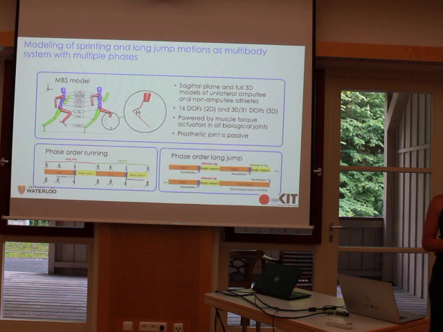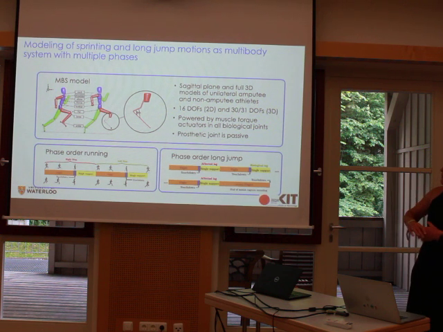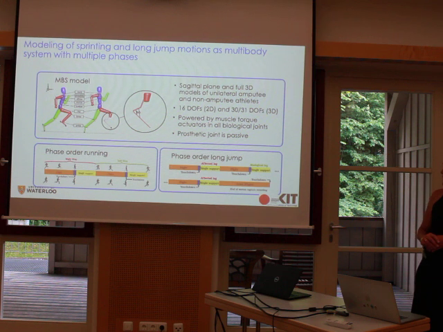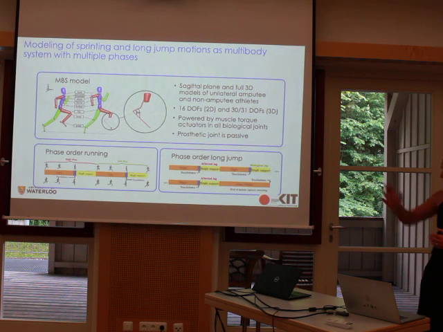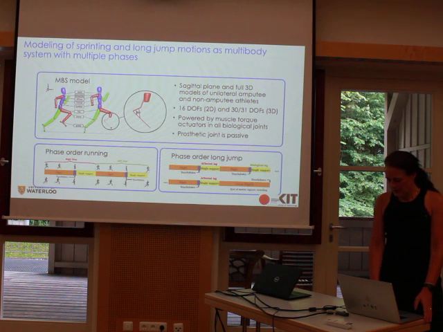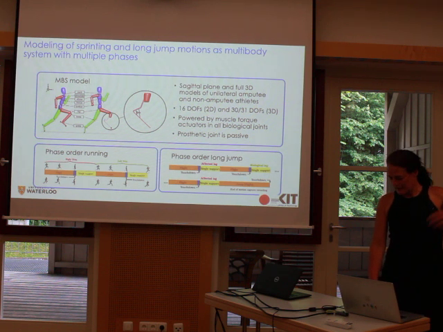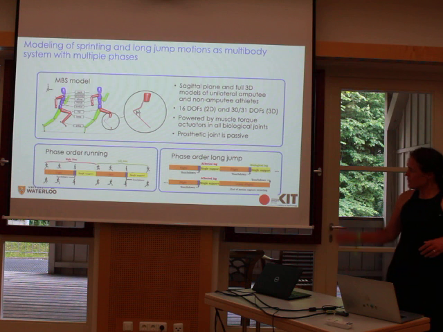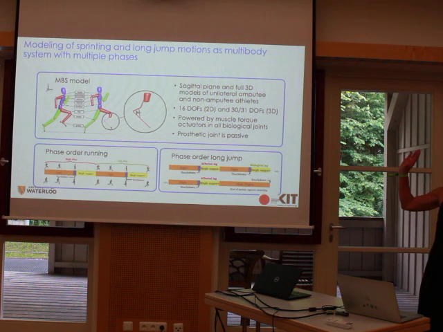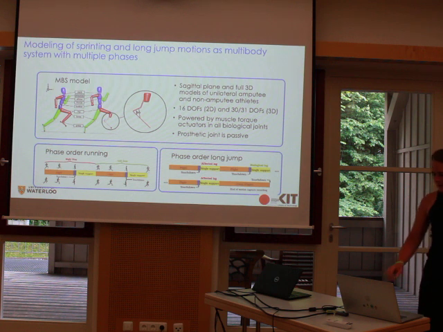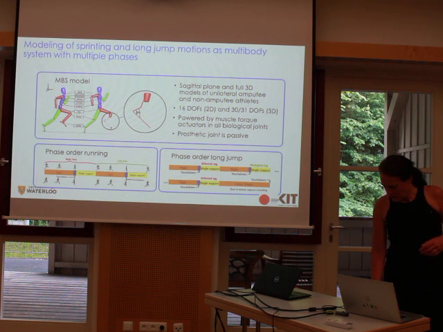So we again came up with models. Essentially, we did two-dimensional and three-dimensional models, for running and jumping, and then we did a really thorough analysis. This research now focuses on unilateral transtibial amputees, and the athlete the data comes from is Markus Rehm, who is a very famous long jumper.